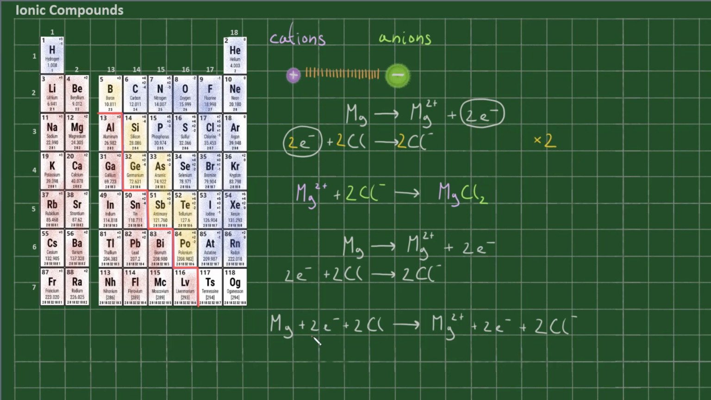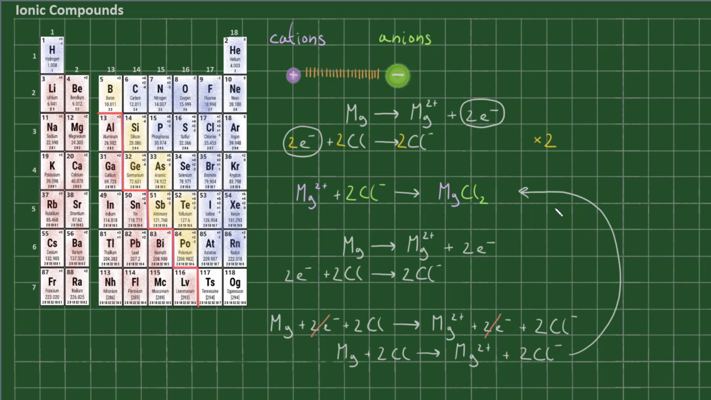In this case, that means these 2 electrons. And I can now rewrite this a little bit. I have a magnesium atom and 2 chlorine atoms. That will give me a magnesium cation and 2 chlorine anions. And once again, these 2 will combine to give me my ionic compound, magnesium chloride.